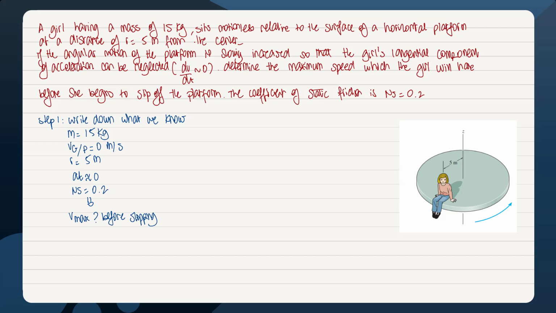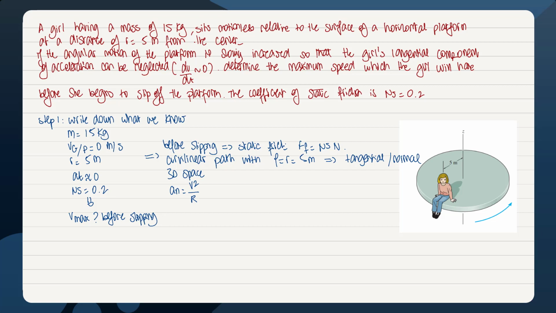Just before it slips, what can we conclude? First, we're dealing with static friction, and so the frictional force is equal to mu s N. Since we're given a radius equal to 5 and a platform which rotates, we know that we're dealing with a curvilinear path with rho equal to r equal to 5 meters. Looking at the girl and noticing that the weight is directed downwards, not along the plane of motion, we know that we're dealing with a three-dimensional problem.